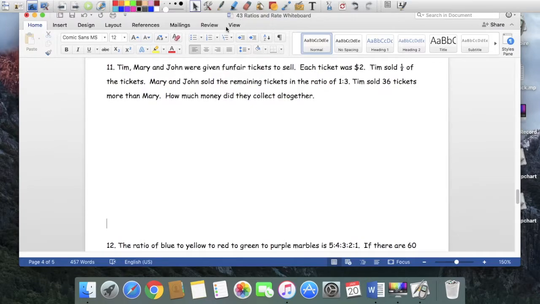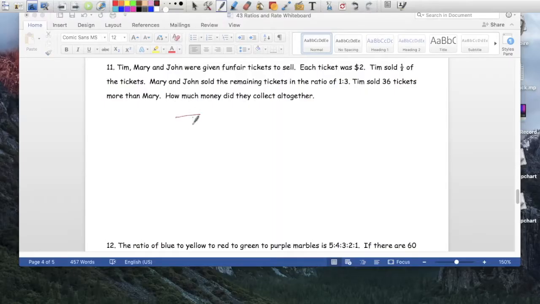Tim, Mary, and John. So this one's complicated. Tim sold half of the tickets. Each ticket is worth $2. Mary and John sold the remaining tickets in the ratio of 1 to 3. So the ratio of Mary and John is 1 to 3.